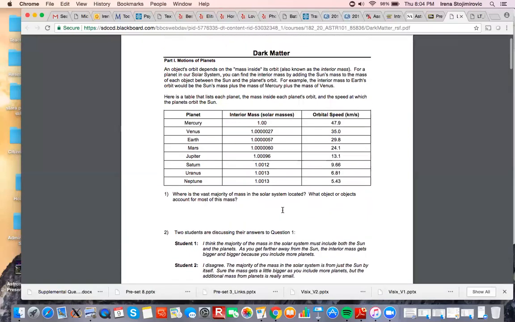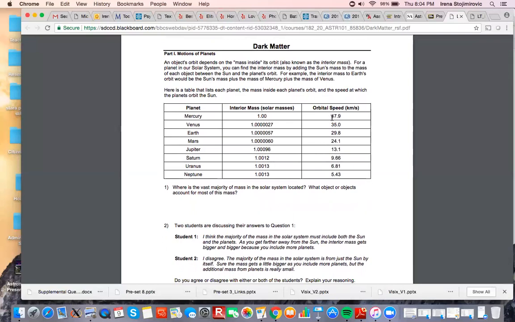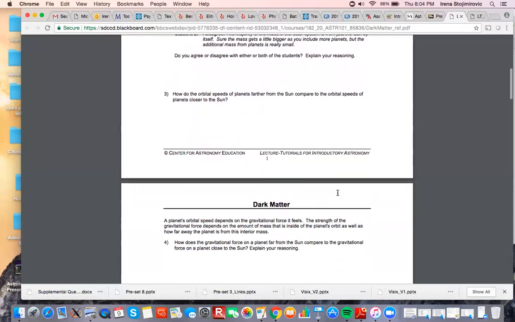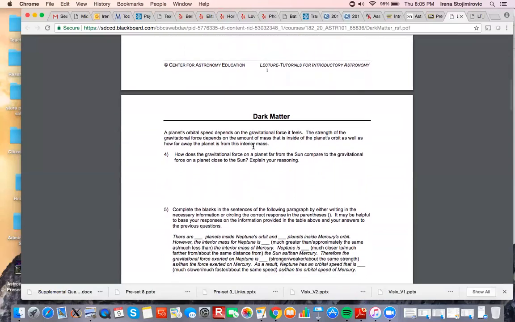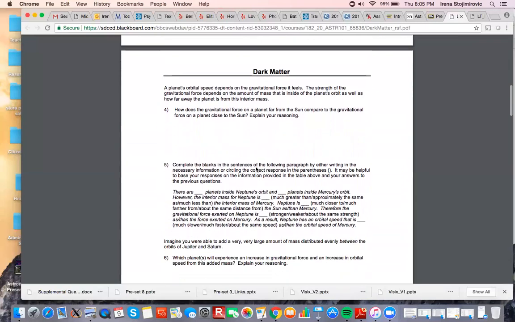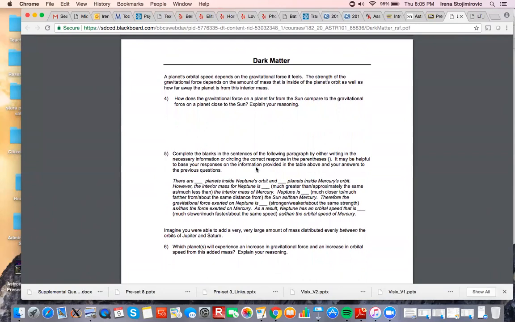They get slower as you move away from the sun. That's how I answered that one. Very good. You can see that Mercury moves fastest, and as you move further out, they all slow down. Here they tell you why this is important, because this paragraph is really important. Let's read it out loud and answer as we go. A planet's orbital speed depends on the gravitational force it feels. The strength of the gravitational force depends on the amount of mass inside the planet's orbit, as well as how far away the planet is from this interior mass.